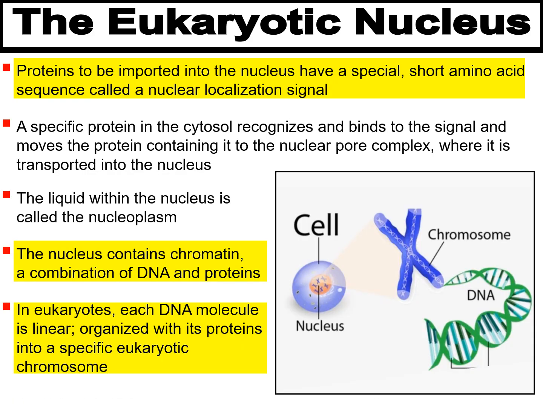The nucleus is able to import proteins into its nucleoplasm, due to the fact that certain proteins possess a nuclear localization signal, which is used to guide the protein into the nucleus. Chromatin and chromosomes represent different forms of DNA found in the nucleus.